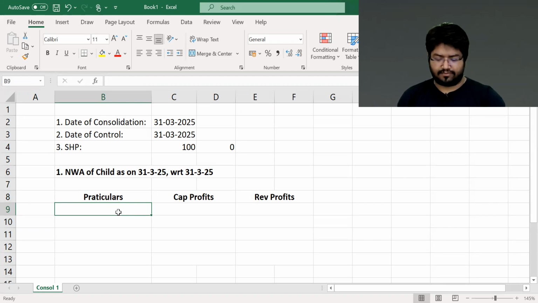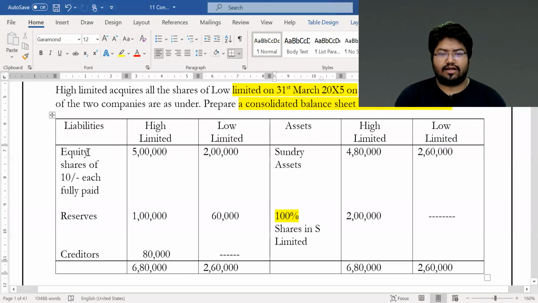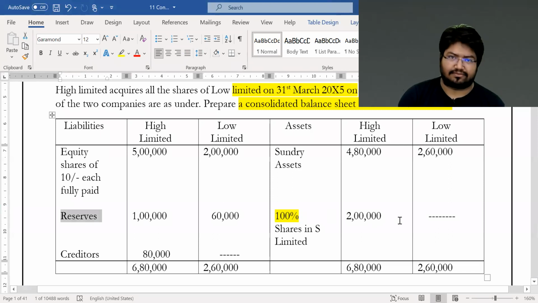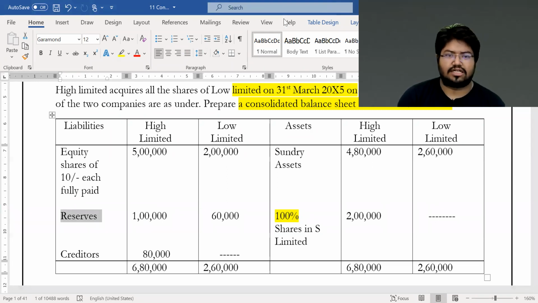So let's go ahead. The first thing in the net worth analysis table is that we are going on a residuary basis. That is, we will take equity shares, reserves and all, and then calculate the net worth. So Low Limited's net worth is what we are calculating, the net worth analysis of subsidiary or child. Here equity share capital is there, reserves are also there. Beyond this, nothing else is there. They have some assets and liabilities, but I am not bothered about them. So let's pick that.